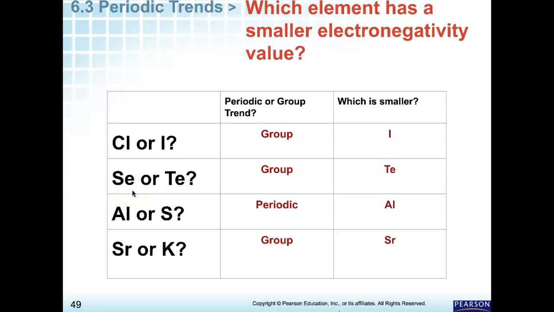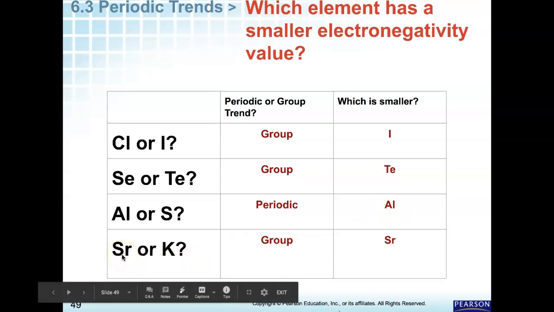So if you're looking at selenium and tellurium, this is a group trend, and the group trend says that tellurium would have the smaller electronegativity. If we're looking at aluminum or sulfur, this is a periodic trend. Sulfur is further to the right. It has a greater nuclear charge, so aluminum then has the smaller electronegativity.